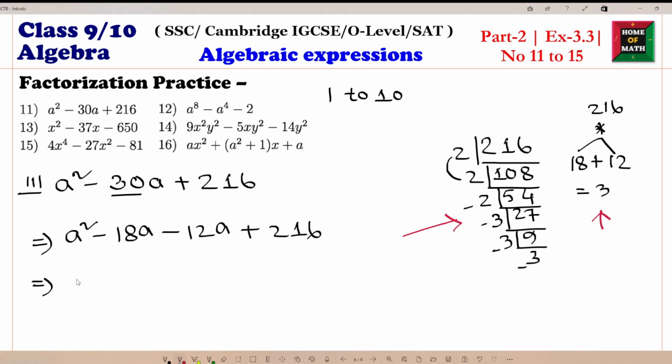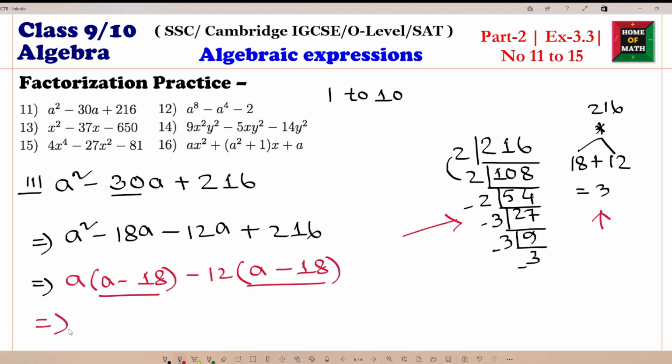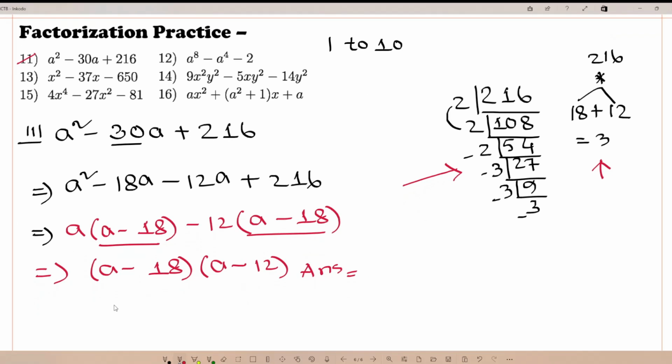So now we can take common a. Here is a minus 18 and again minus 12 common, so a minus 18. Now a minus 18 we can take common, so here is a minus 12, and this is our answer. Okay, number 11 done.